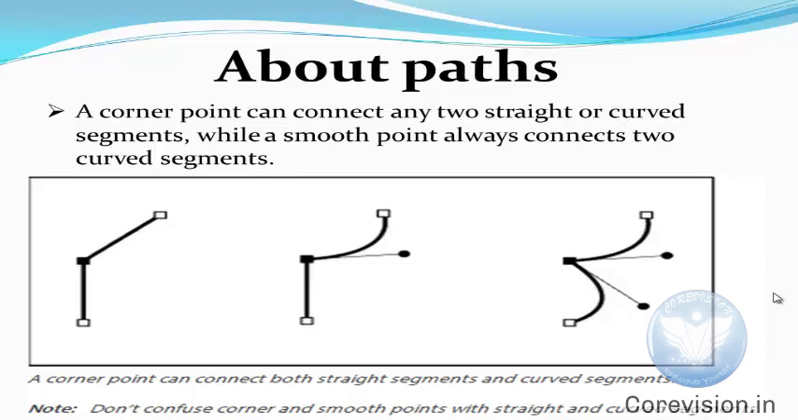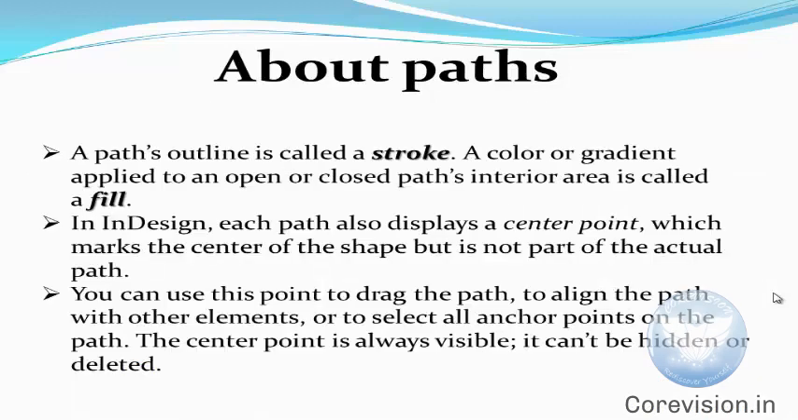This is the example of a corner point. A corner point can connect both straight segments and curved segments. What is a stroke? A path's outline is called a stroke. A color or gradient applied to an open or closed path's interior area is called a fill.